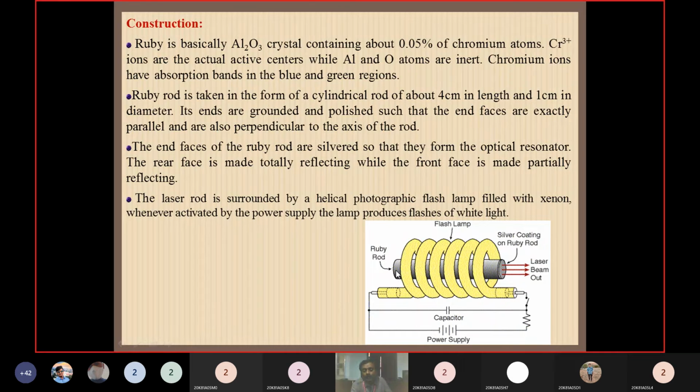That emitted photon touches the ruby rod. That means optical energy is supplied to the ruby rod. Because of this xenon flash lamp, optical energy is supplied to the ruby rod.